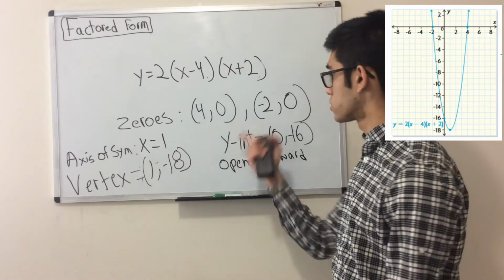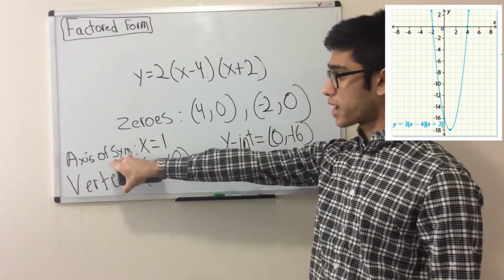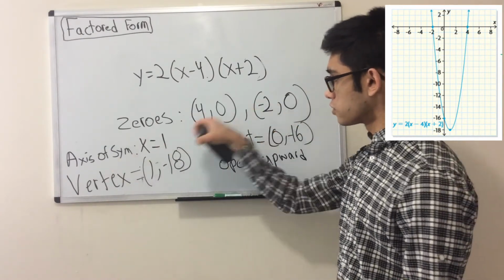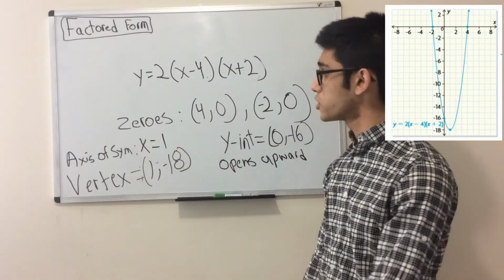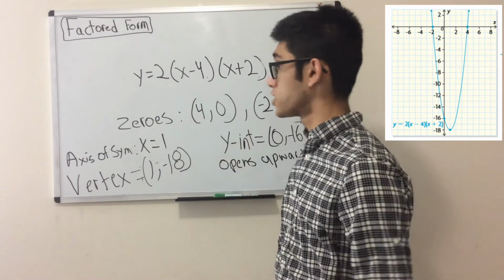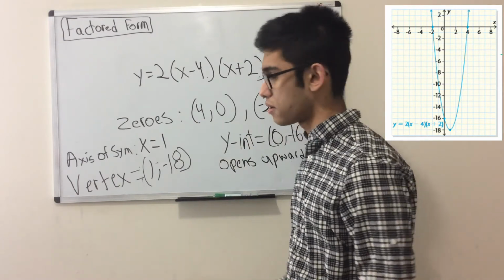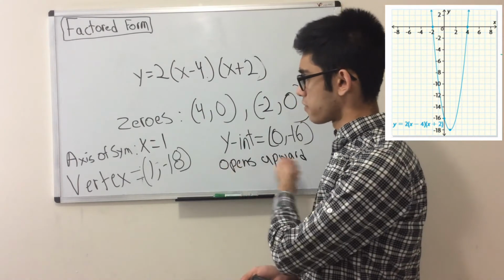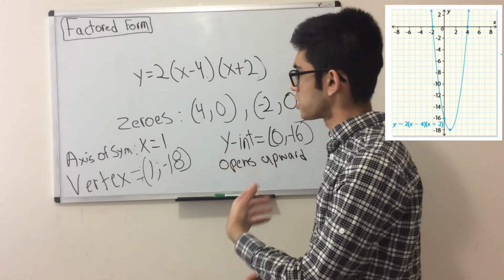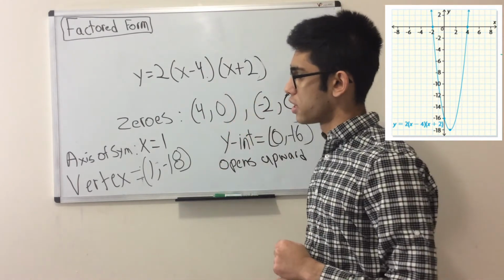The zeros are at (4, 0) and (-2, 0). I found my axis of symmetry by using the two zeros, found my vertex by taking the axis of symmetry and putting it into the equation, found my y-intercept by just setting x equals 0 in the equation, and we also said the graph opens upward. We've actually made a lot of inferences from just the equation itself.